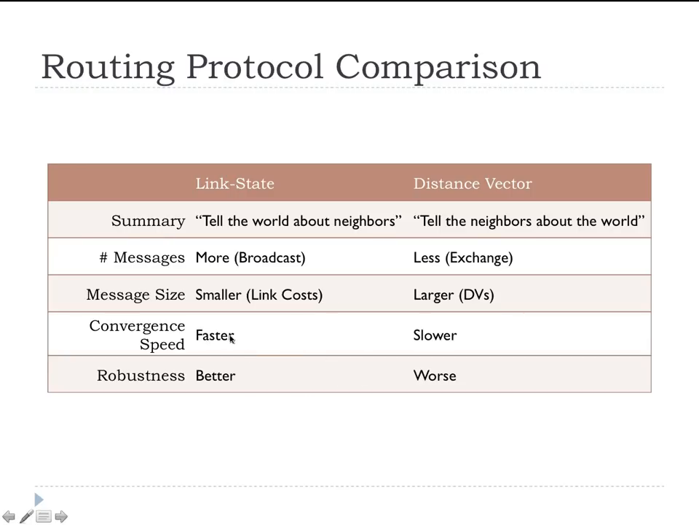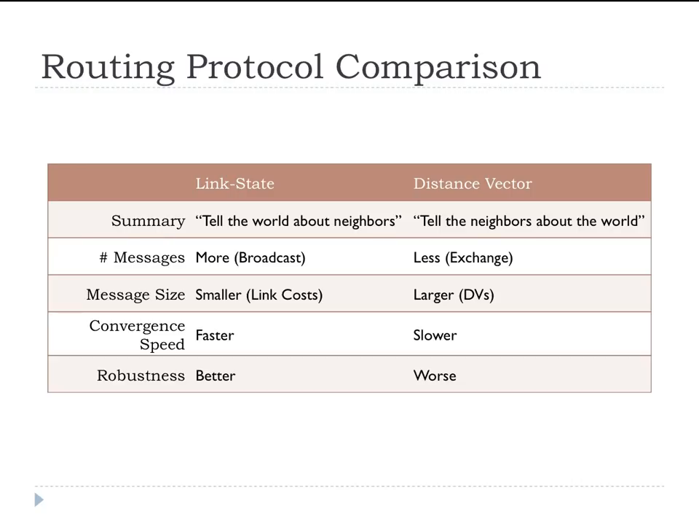For convergence speed, link state is faster because as long as it knows the whole topology, you can run that algorithm on one node pretty quickly. It's just computation. It doesn't take communication to figure it out, and it knows the least cost paths. Whereas convergence takes some time in distance vector because you don't have all the information initially. It takes several iterations to learn everything.